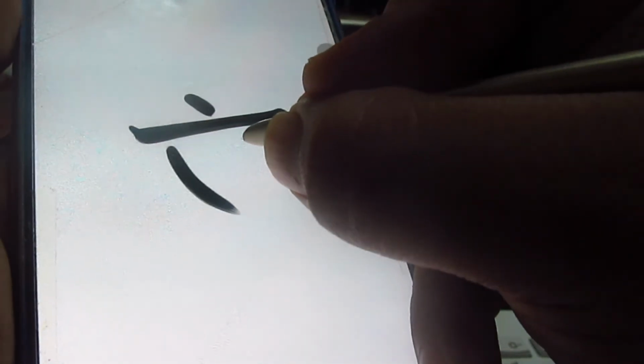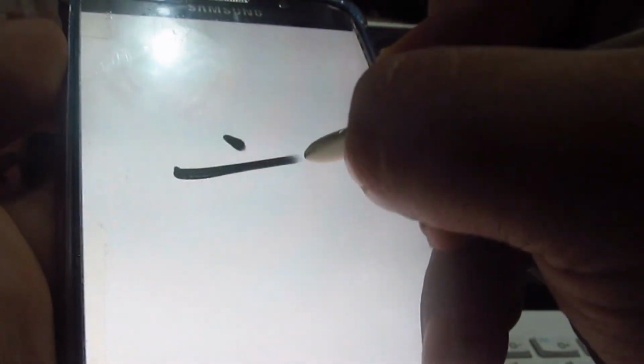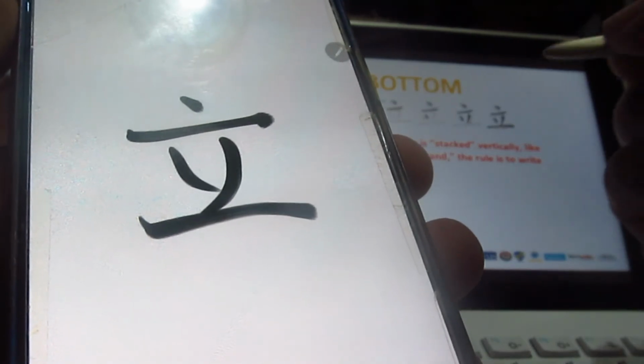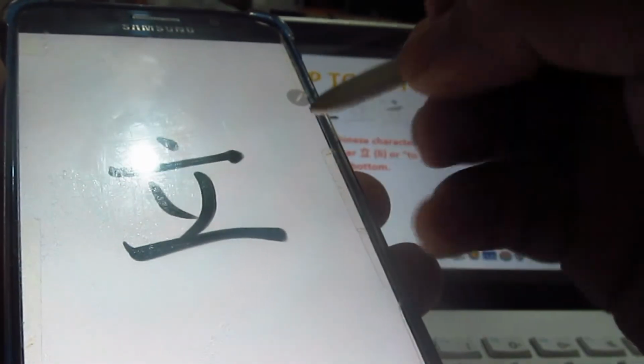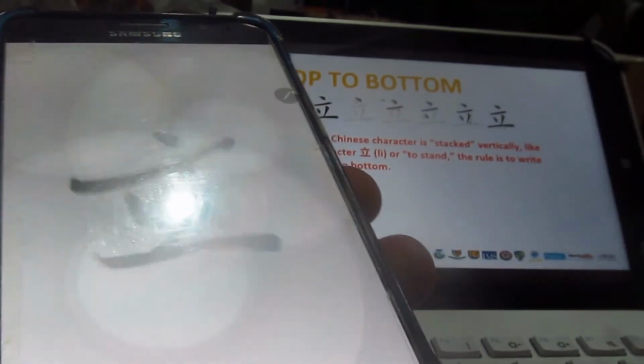Start: dian, heng, na, pie, heng. Okay, let's do it again. 1, 2, 3, 4, and 5. Okay, again, you write from top to bottom, each stroke from top to bottom.